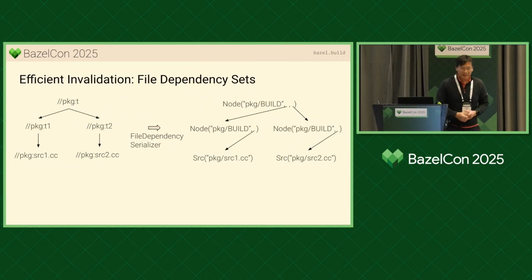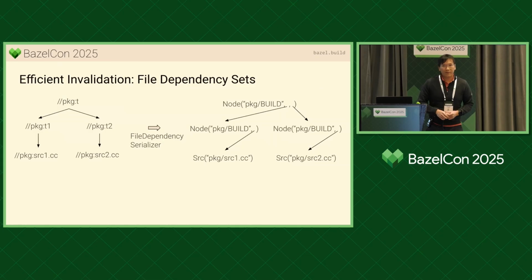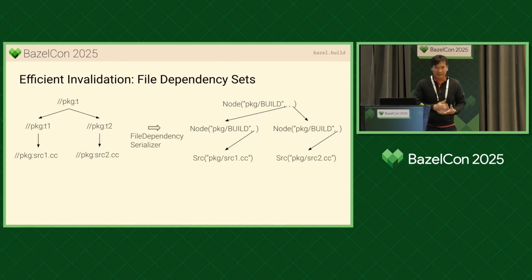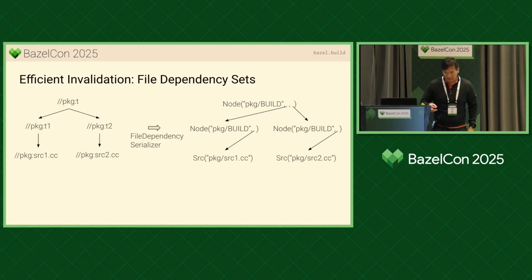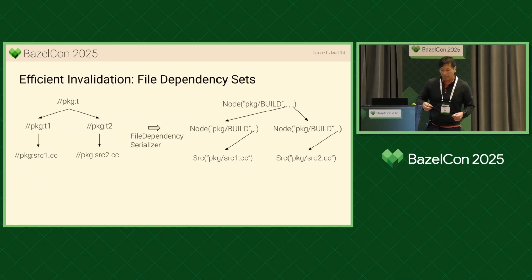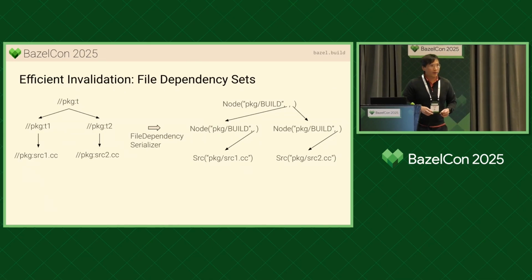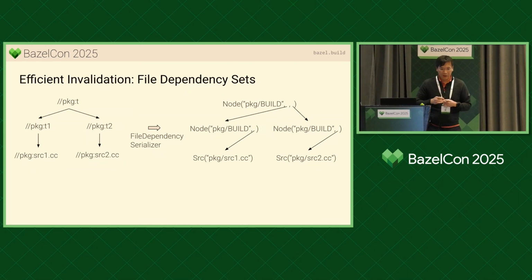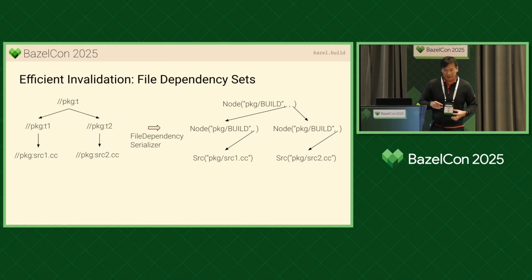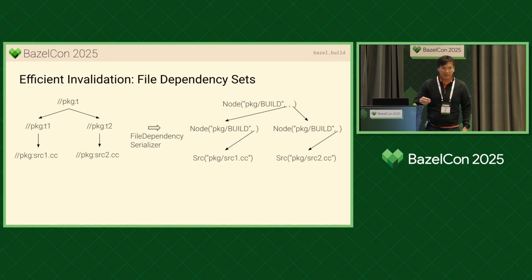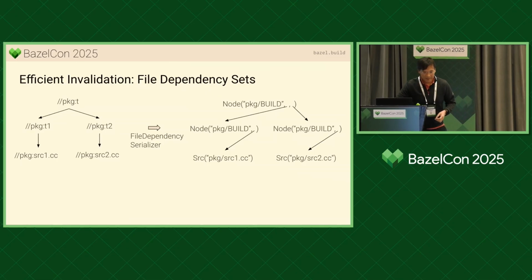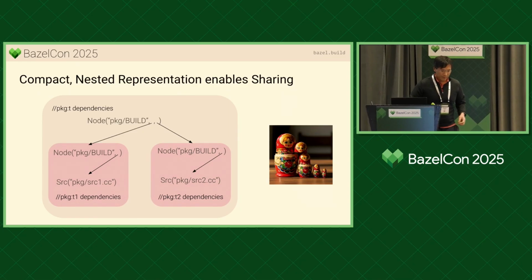These dependency sets have this interesting structure. If you're familiar with something called a nested set, which is one of the foundational data structures of Blaze, file dependency sets have a very, very similar structure. There are two concepts: there's a node, and then there's a source node. So nodes store the dependencies of the analysis targets, and the sources store the dependencies of execution. And we do track them separately, but they form this sort of nested graph where the data is shared.